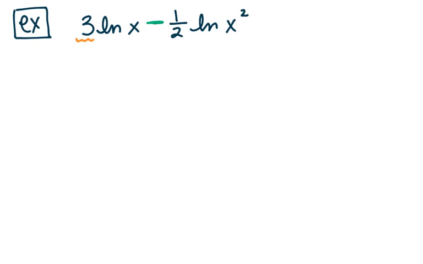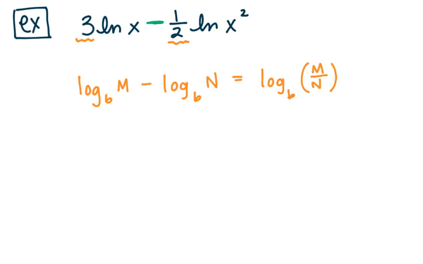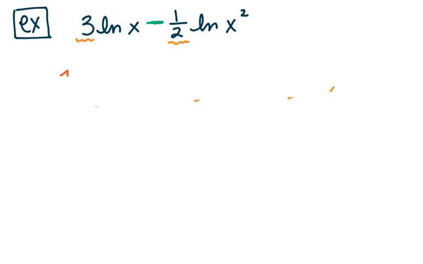However, our property says that if we have 1 log minus 1 log, all right, our quotient property of logarithms says log base b of m minus log base b of n equals log base b of m over n. And so pay special attention, both of those logarithms have an invisible 1 in front of them. In order for me to use that property, I'm going to need to use my power property first.